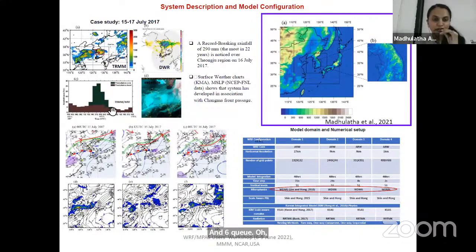Coming to the system description, we considered a severe convective system that happened over South Korea from 15 to 17 July. It caused record-breaking rainfall over the Cheongju region. Different platforms, from TRMM, weather radar, and satellite, showed the severe convective system. From the KMA synoptic charts, it is evident that this system formed associated with frontal forcing in the Changma season. Due to the stationary front, it created a lot of rainfall over this region. You can see the rainfall associated with the passage of the front.